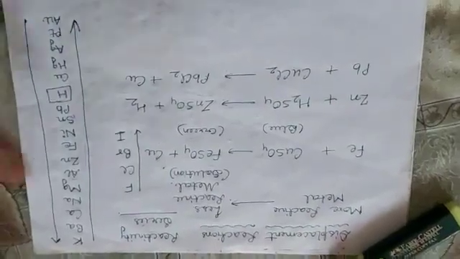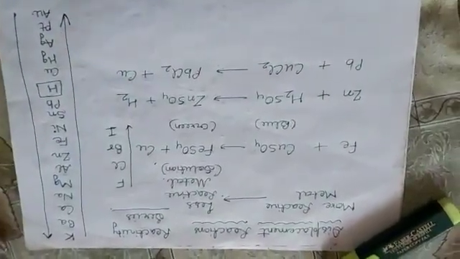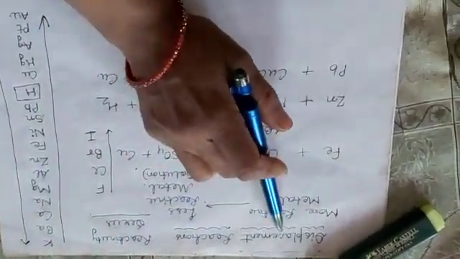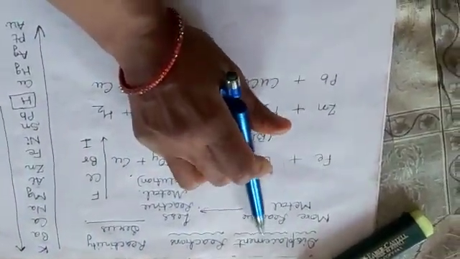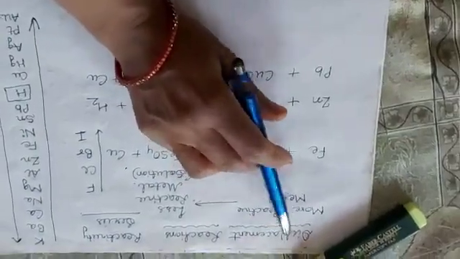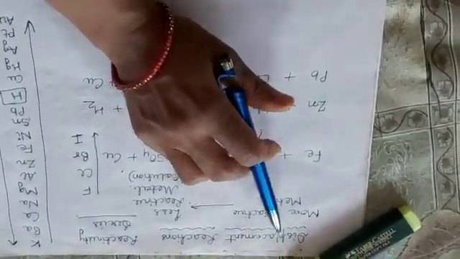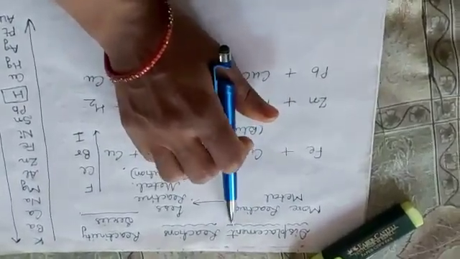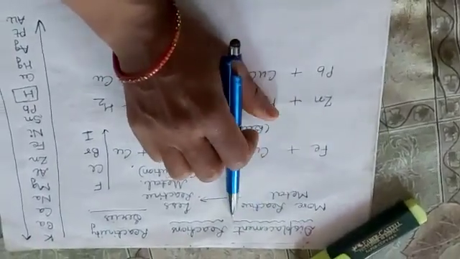Hello everyone. Now the third kind of reaction is displacement reaction. Displacement reaction, as the name suggests, means displacing. Displacing means something is going to displace another component from its position and take its place.